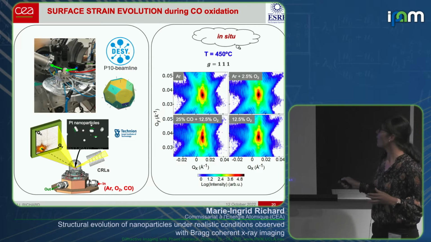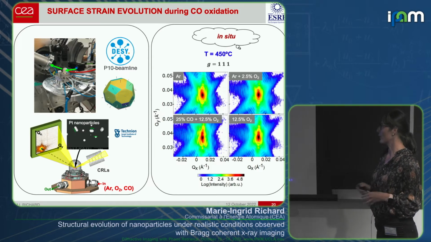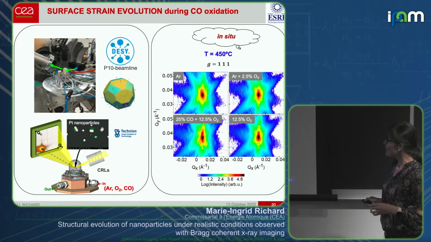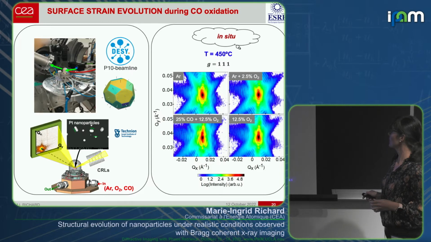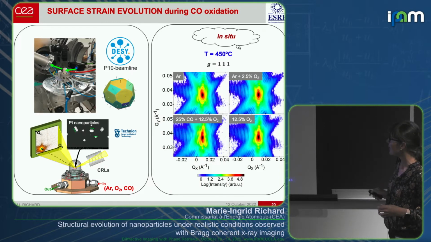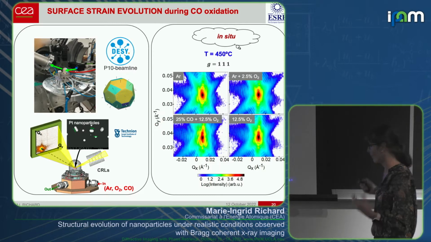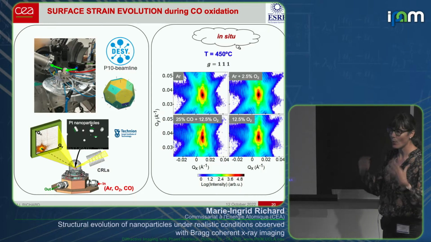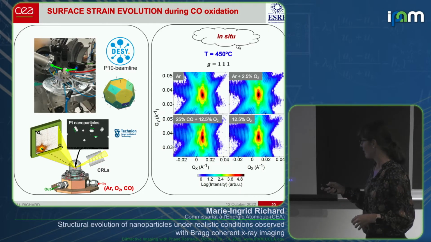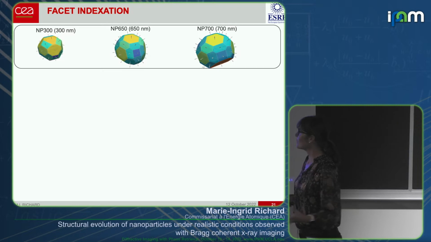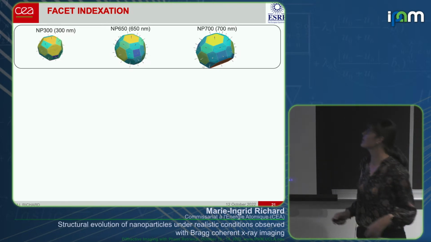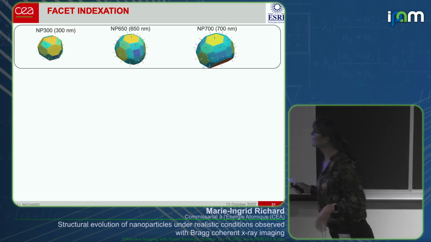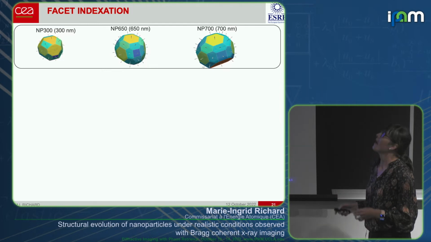We are looking at one single reflection, 1-1-1. And here we are doing the reaction, so CO oxidation. If you look at the diffraction pattern, we have a very big change of the diffraction pattern when we are doing the reaction. We measured 3 different particles with different sizes and different facets.